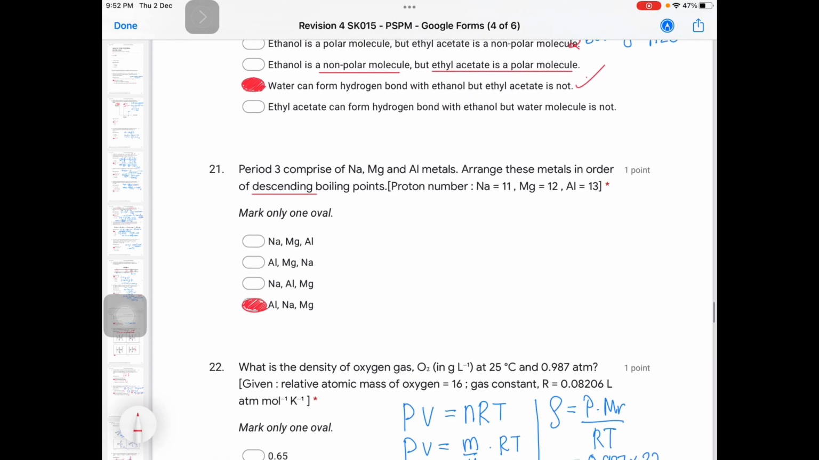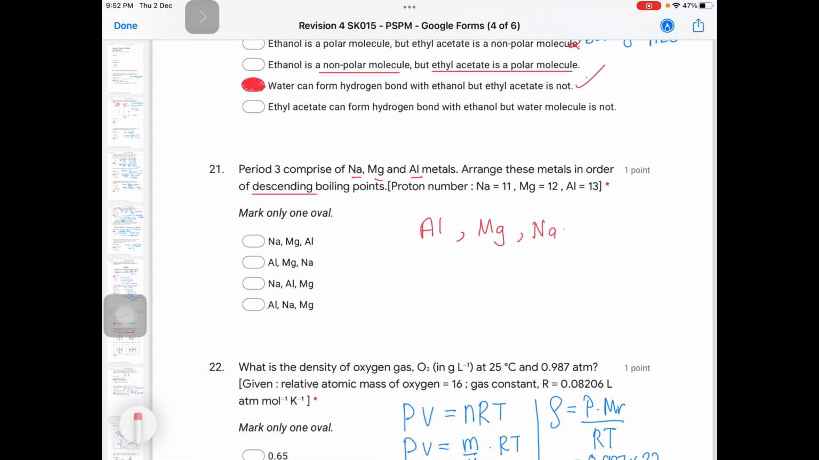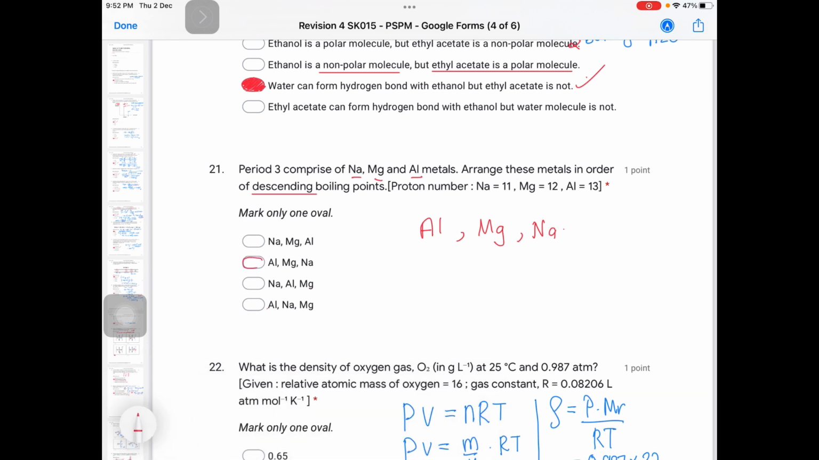Next. Period 3 comprises sodium, magnesium and aluminium metals. Arrange these metals in order of descending boiling point. Descending means from the highest boiling point to the lowest boiling point. So we start from aluminium, magnesium, sodium. So this one also a mistake on the answer mark. Right, so the answer is the second option.